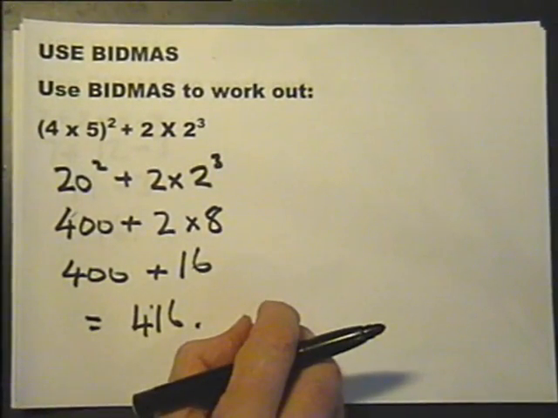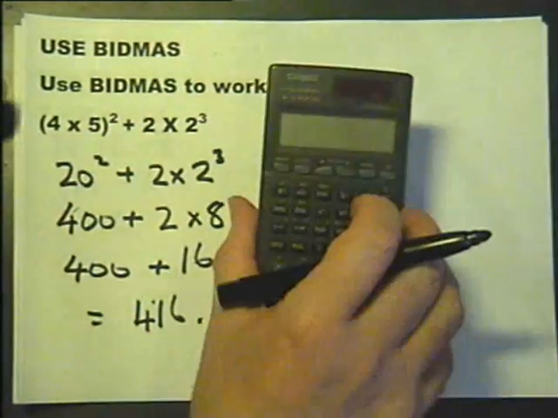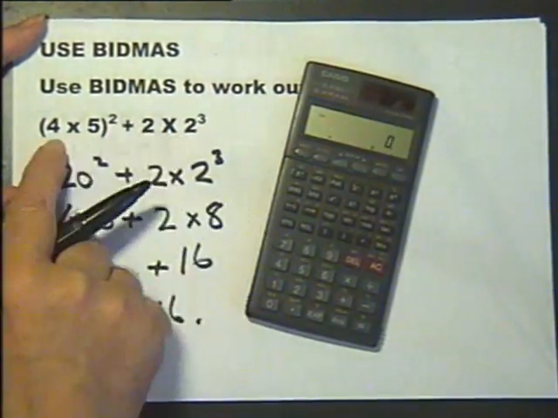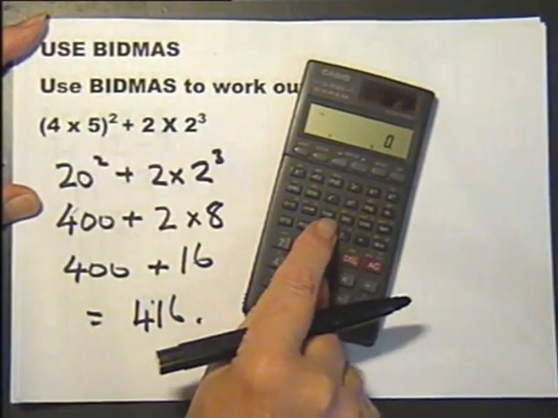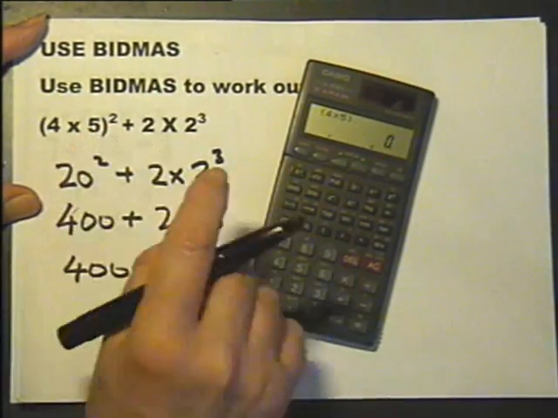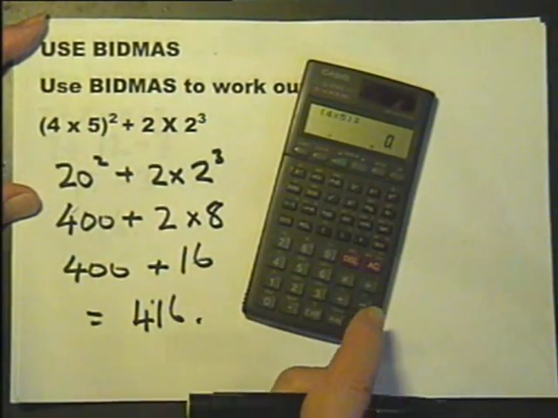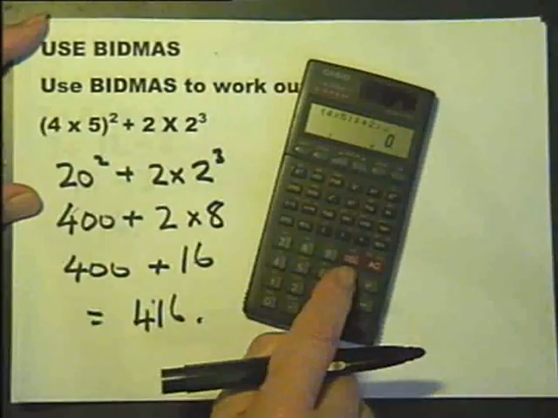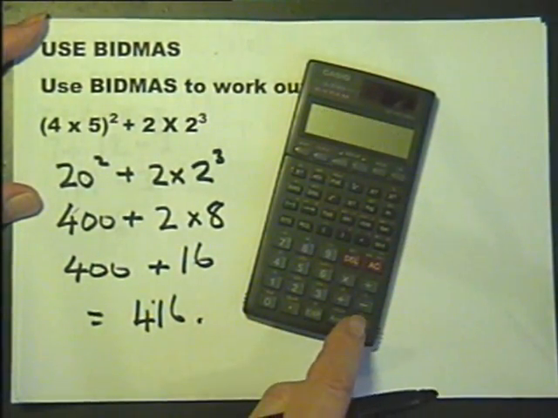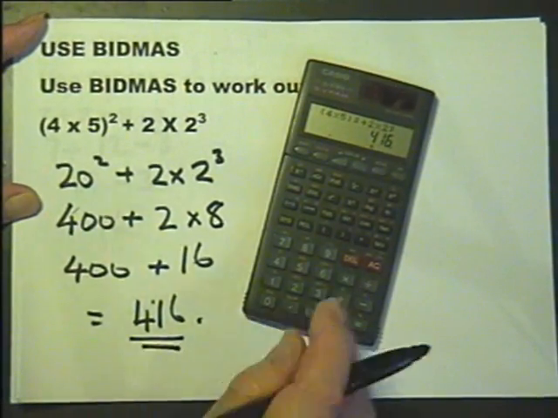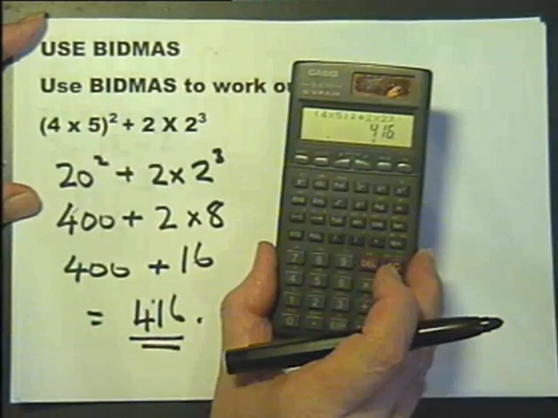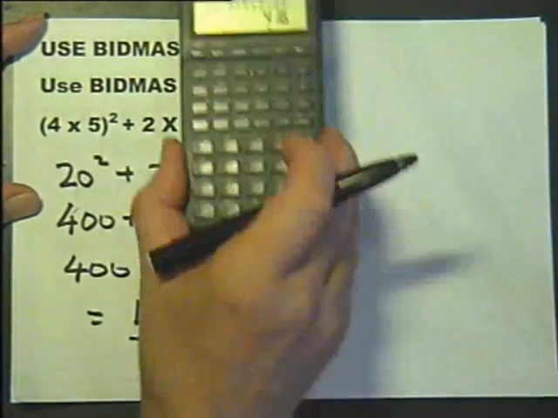Now in fact, if you use a calculator, let's see what happens if we literally type this in exactly as it says there. Bracket 4 times 5 close brackets, square it, then add 2 multiplied by 2 cubed equals, and you get the same answer. So in fact a calculator has got built into its little chip to do it by BIDMAS.